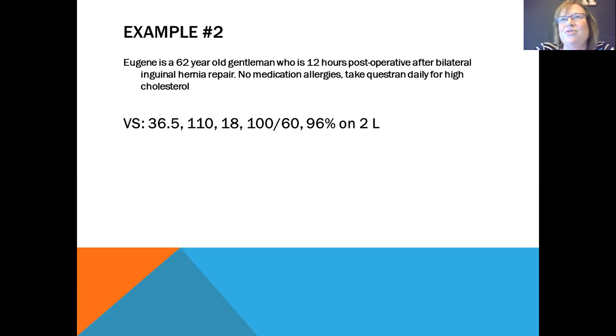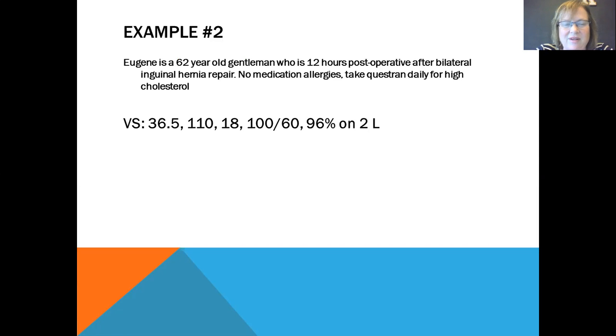Example number 2, Eugene. Here we've got a 62-year-old gentleman. He's 12 hours post-op after bilateral inguinal hernia repair, and this was a fairly lengthy surgery. Eugene is an elderly gentleman, and so he's actually going to be admitted overnight to the hospital. He has no medication allergies. He takes Questran daily for high cholesterol, and here are the vital signs that you take.